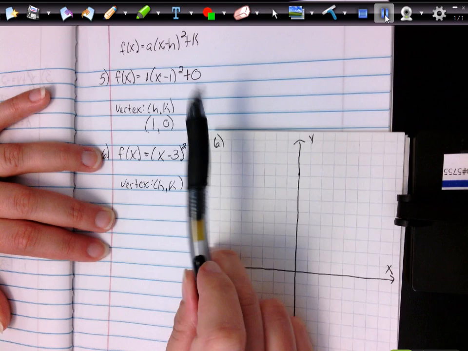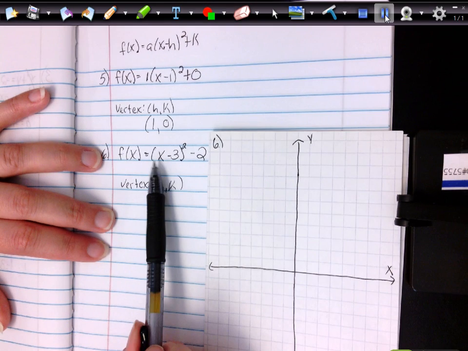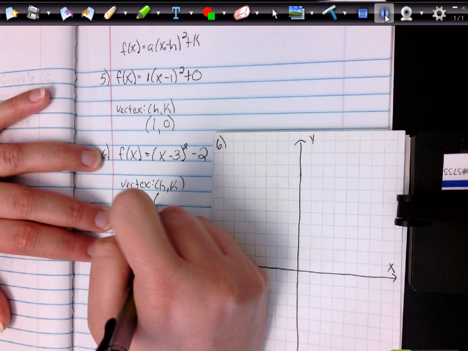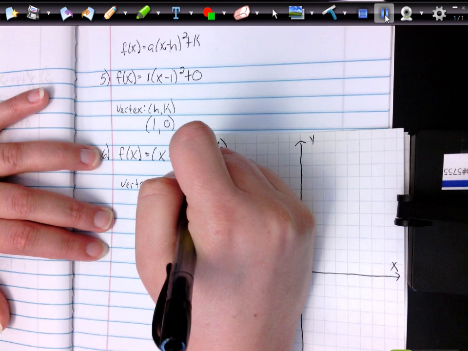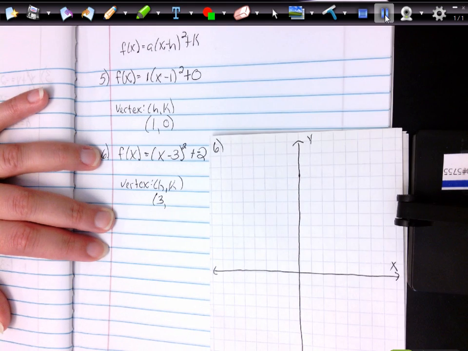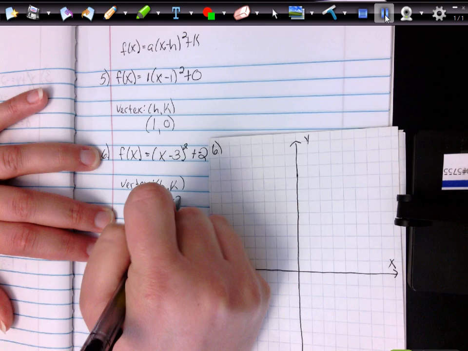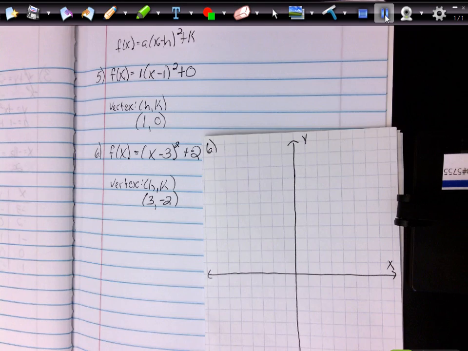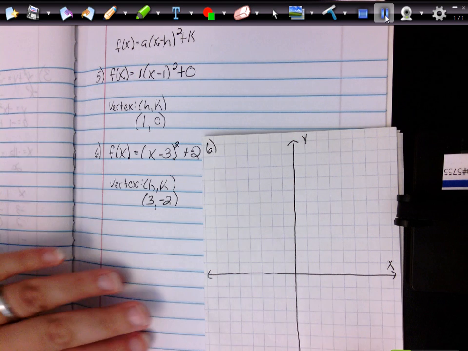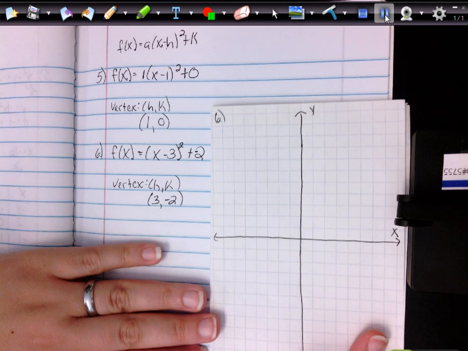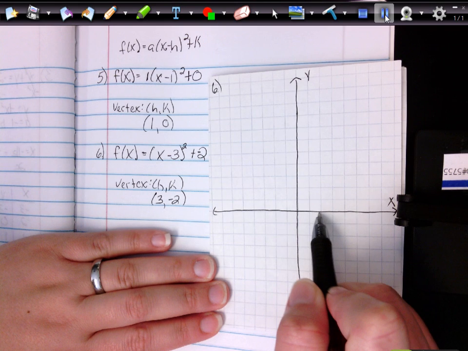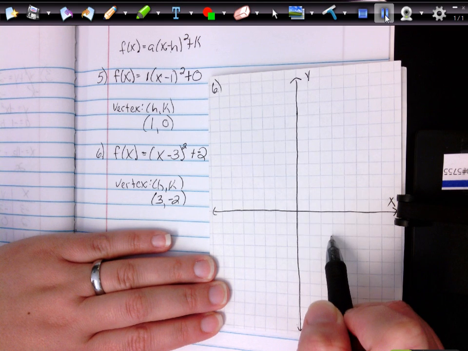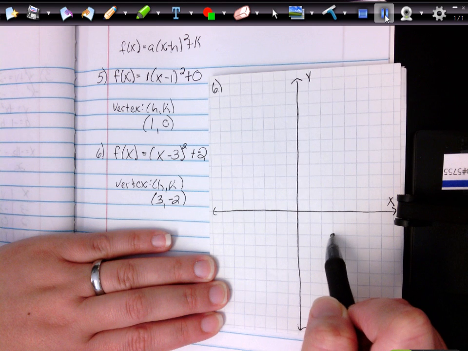So if we look at our vertex form, it's x minus h, so x minus 3. So my h is going to be 3. And then it's plus k. Since this is minus 2, I'm going to say plus negative 2 to see that my k is negative 2. So my vertex is (3, negative 2). So when I go to graph, first thing I'm going to do is plot that vertex point. So since it's (3, negative 2), that means I'm going to go to the right 3 on the x, and negative 2 means go down 2 on the y. So right there's my vertex point.